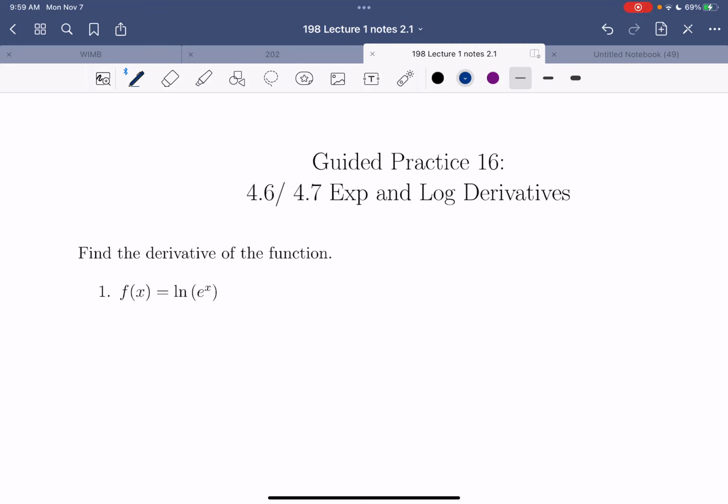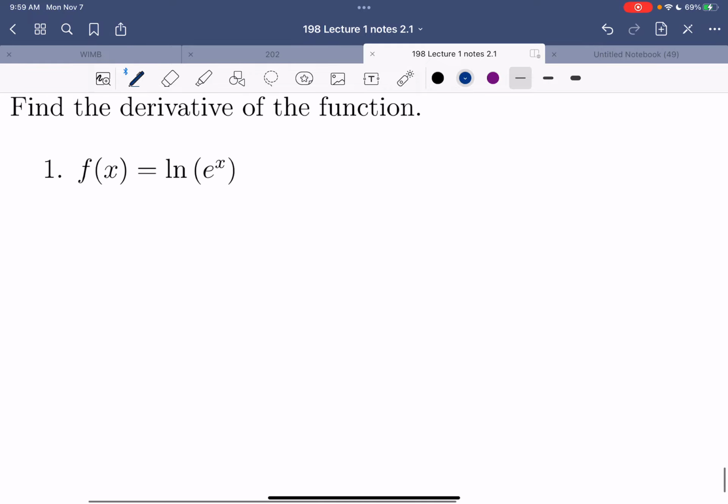Hi there, this is Guided Practice 16. We're talking about 4.6 and 4.7, looking at the derivatives of exponential and logarithmic functions. And these are our practice problems. So let's jump right in here.